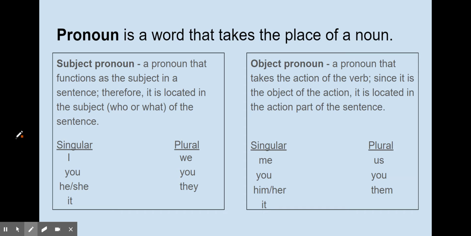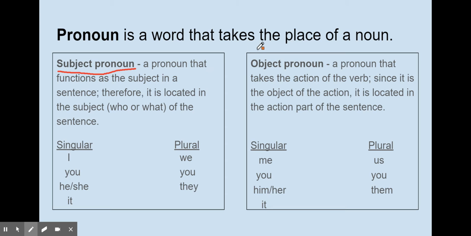So, as you know, any subject essentially is doing the action of the sentence. So, if we look at our definition here, a subject pronoun is a pronoun that functions as the subject. So it's usually located in the subject place. It's the who or the what of the sentence. So some of the popular subject pronouns that we would see if they're singular are I, you, he, she, or it. If we're using plural subjective pronouns, we would use words like we, you, and they.